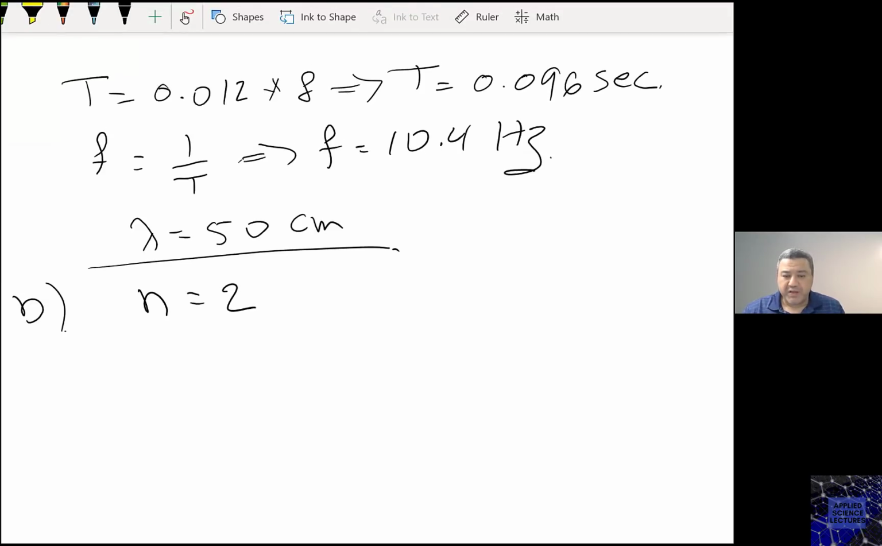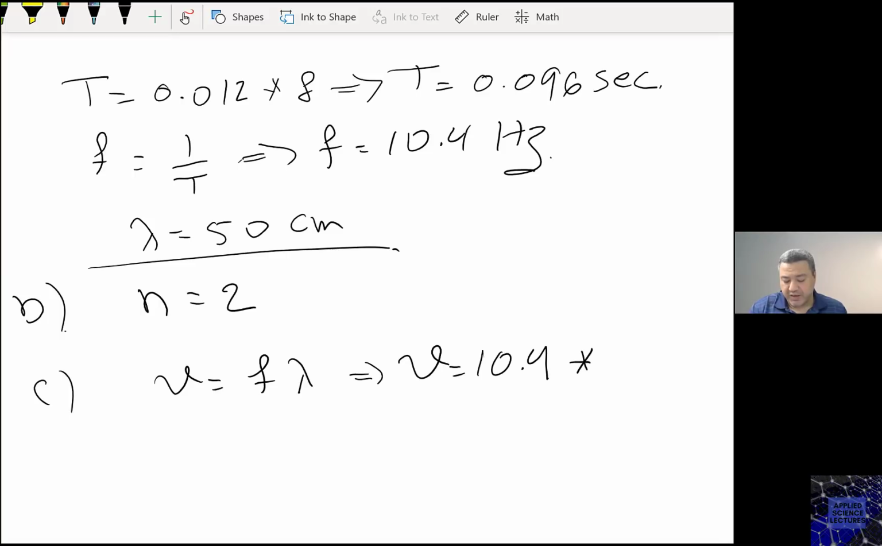What is the speed of the traveling waves on the string? We all know that the speed is f times lambda. So we have the frequency 10.4 times lambda, which is 0.5 meter, and in this case v is 5.2 meters per second.